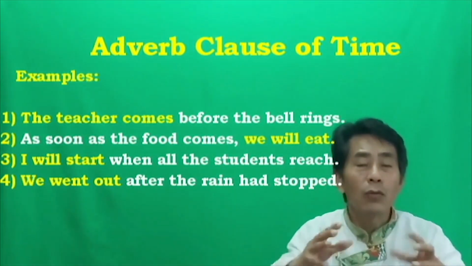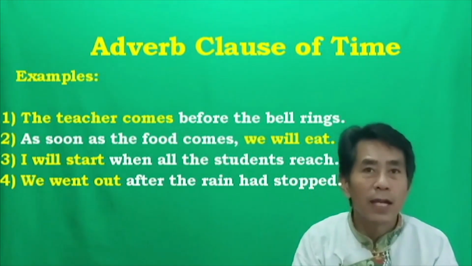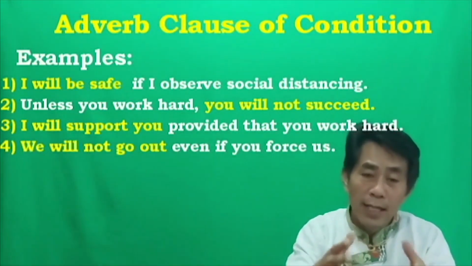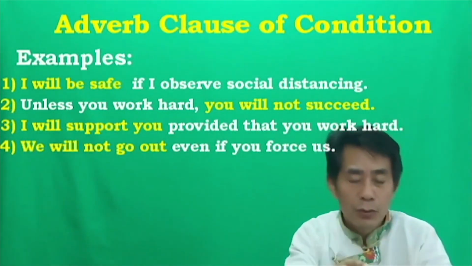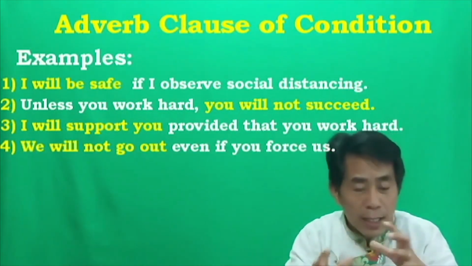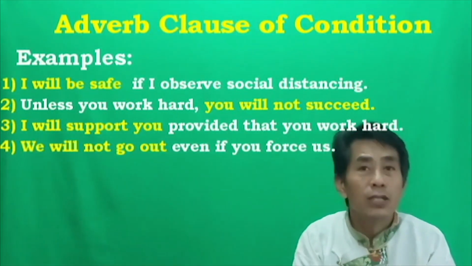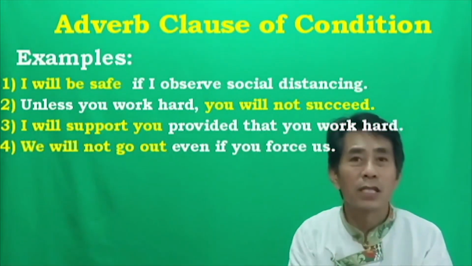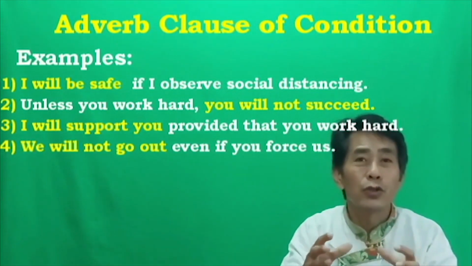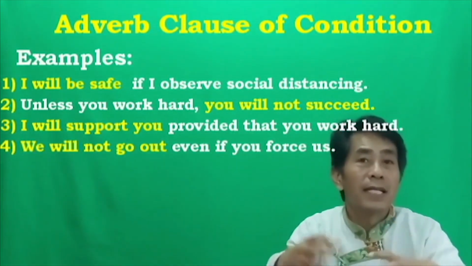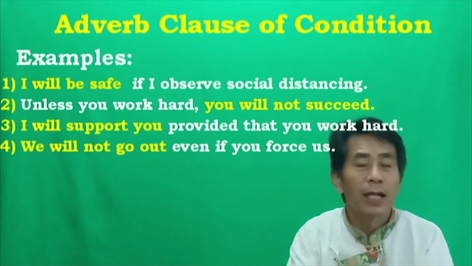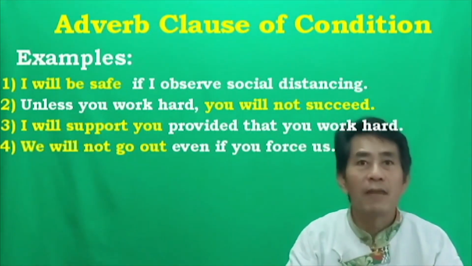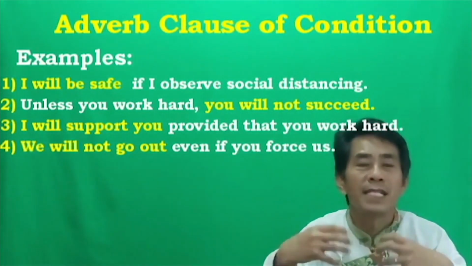Now let us move on to the next one: the adverb clause of condition. Condition means if you do this, then you will get this. If you don't do this, you will not get it. So there is some kind of condition. The word itself shows the condition. These clauses show not time but some kind of condition. Let us look at the example: I will be safe if I observe social distancing.